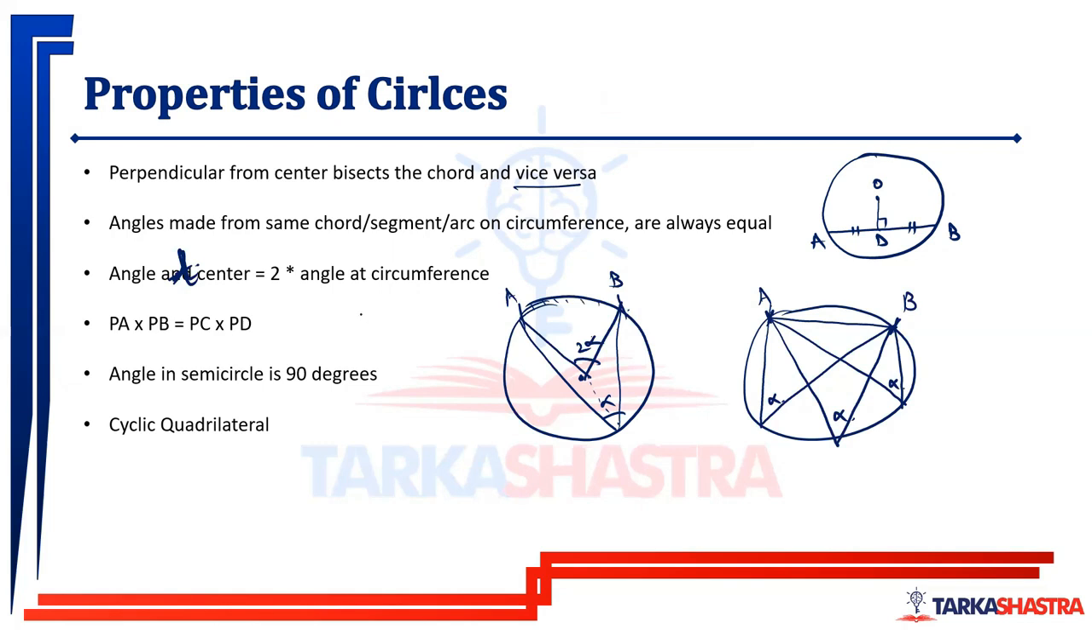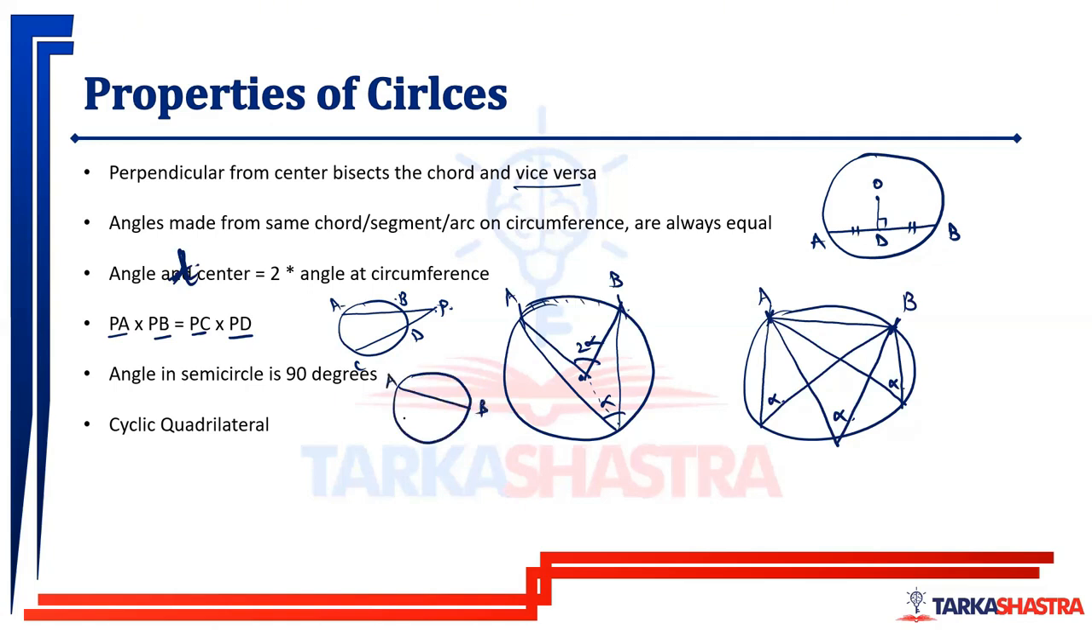chords AB and CD and then they meet externally, or internally, something like this. So A, B, C, D, and then you have P over here. Then this is true: PA into PB is equal to PC into PD. Or else, if they intersect internally, still it holds true.